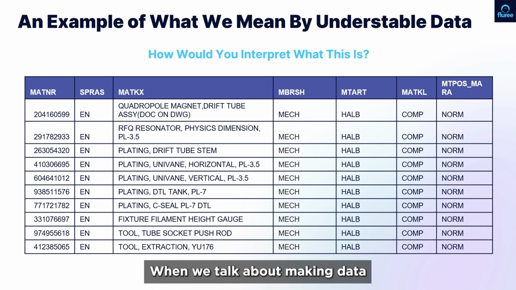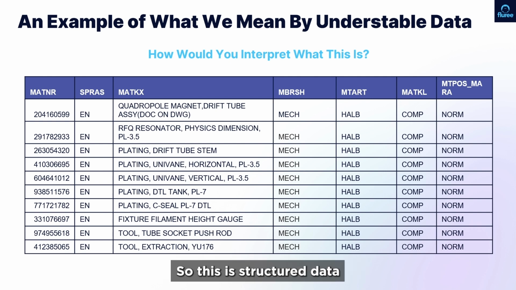When we talk about making data understandable, what do we actually mean by this? And it helps if we look at a specific example. So this is structured data, or data that is saved in a typical relational format. And when we say a structured or relational data format, we mean data as you'd expect to see in a spreadsheet with rows and columns.